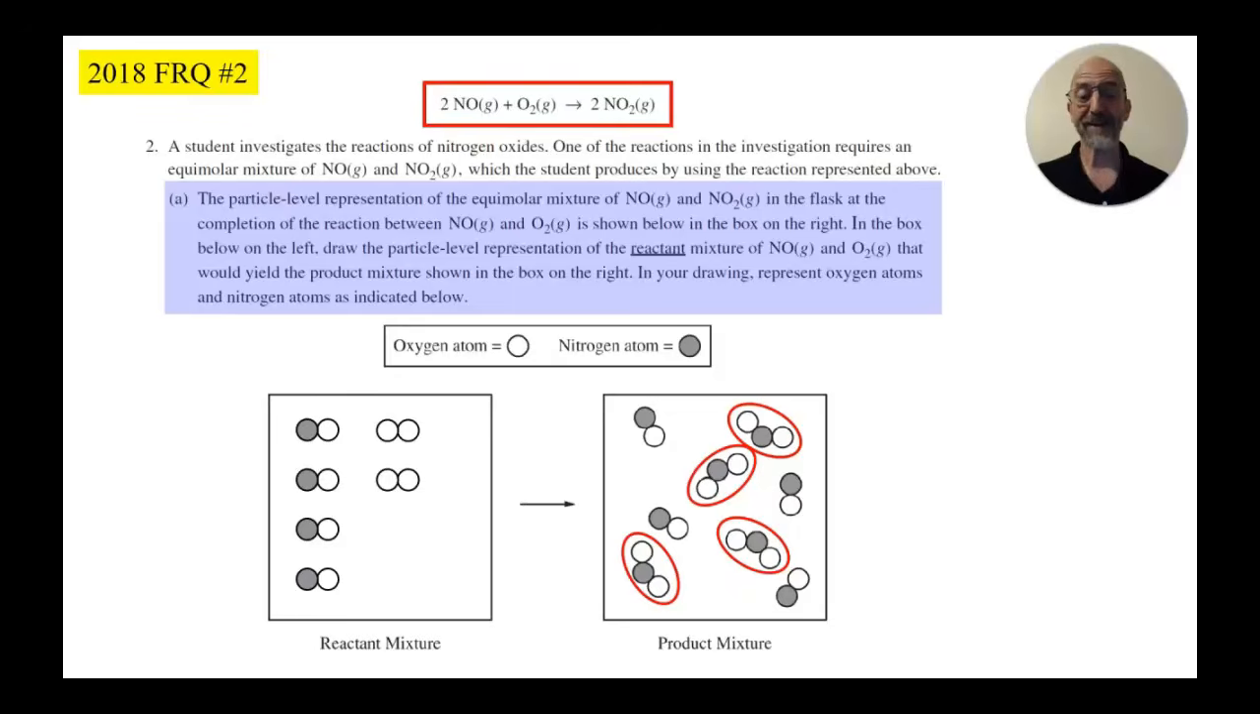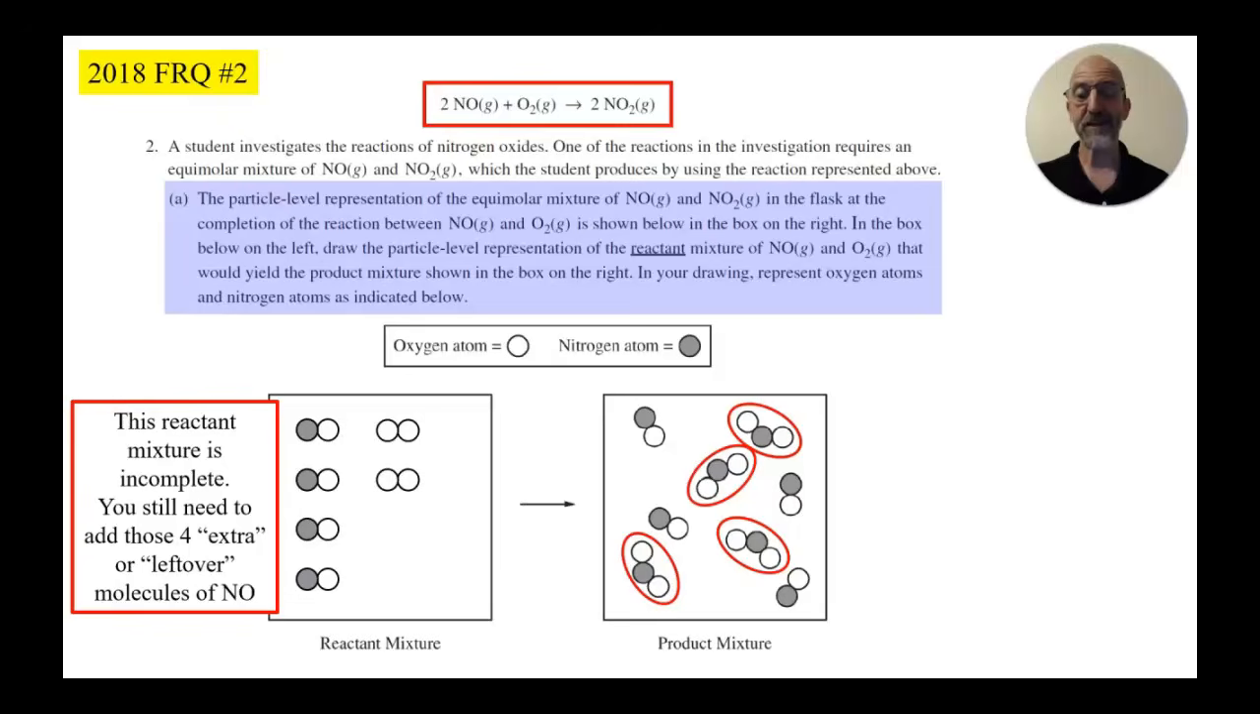Now, if I stopped right here, I would not get credit for my answer because I have to keep going. There's actually 4 unreacted extra leftover molecules of NO. That's the reactant that's left over at the end. So if I don't put those 4 molecules of NO in the box on the left, I would violate the law of conservation of matter. So keep going. The reactant mixture is incomplete. You still need to add those 4 extra or leftover molecules of NO. So I'm going to do that. Now I have the proper number of molecules of each reactant in the box on the left. So this answer is now complete.